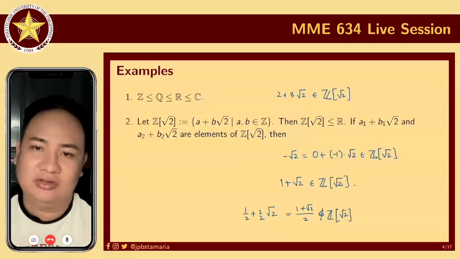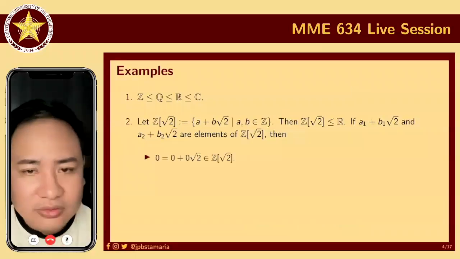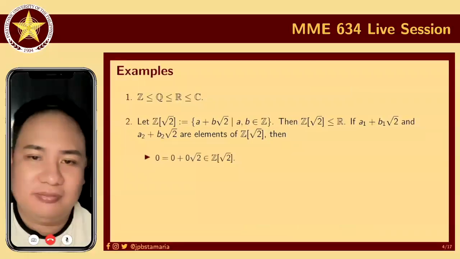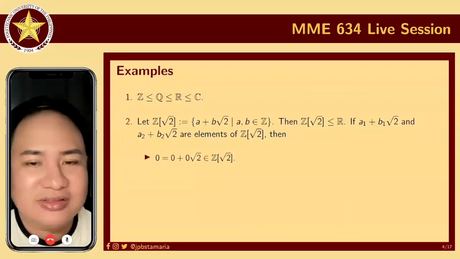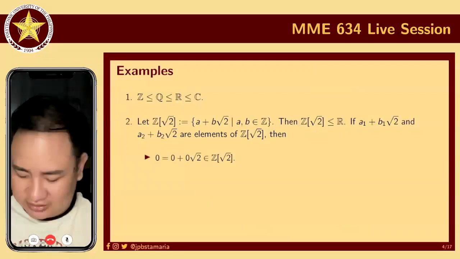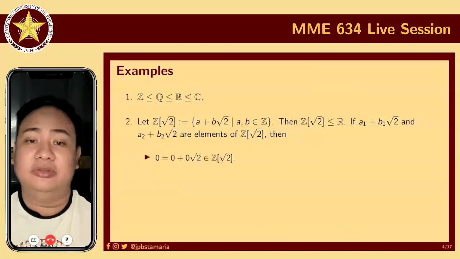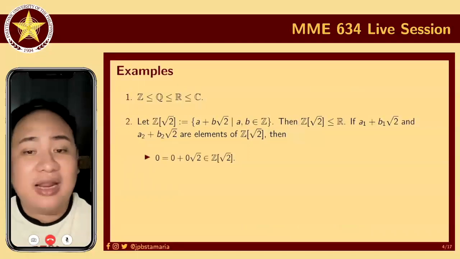Why? Let me illustrate to you why. First of all, the zero element: you can write 0 as 0 + 0√2, right? So it's found in this subset. So condition number 1 holds. Number 2, closure for subtraction.